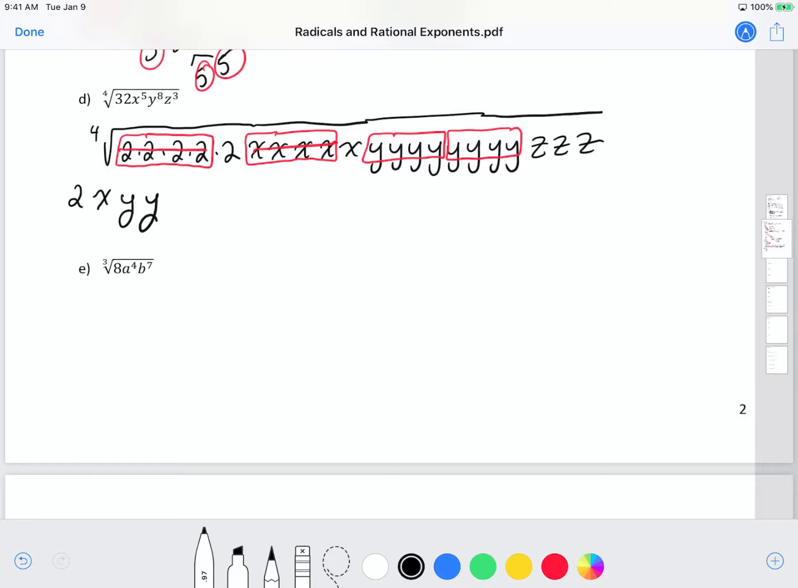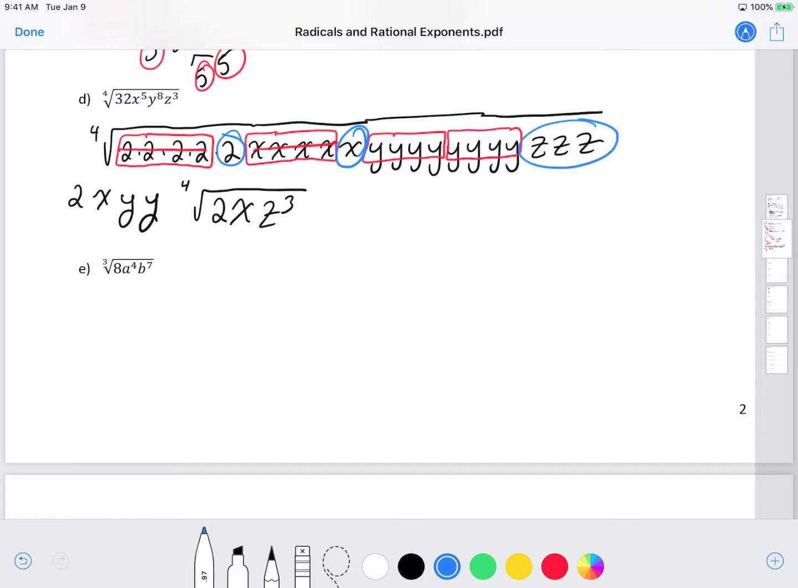And then these z's at the end, I don't have a 4th z to group it together to pull it out as a group of 4. So I have to keep those 3 z's underneath the radical. So what is left is 2. I have a 2 left under there. I have 1 x left under there. And I have 3 z's left under there.